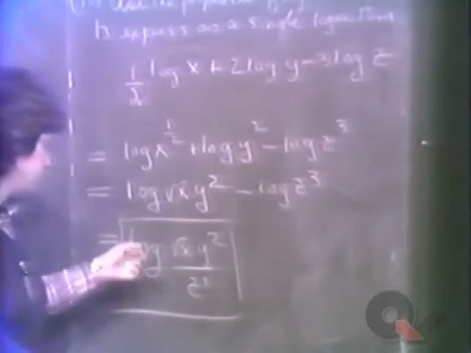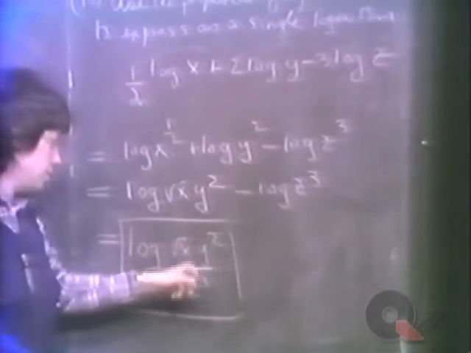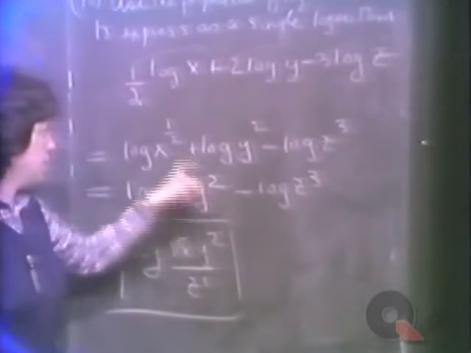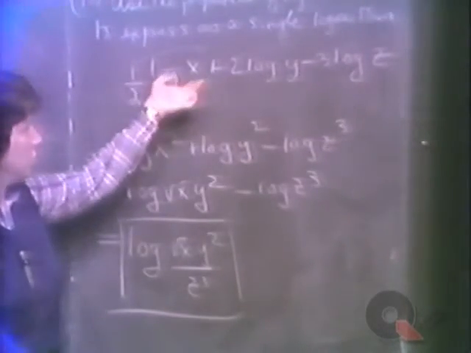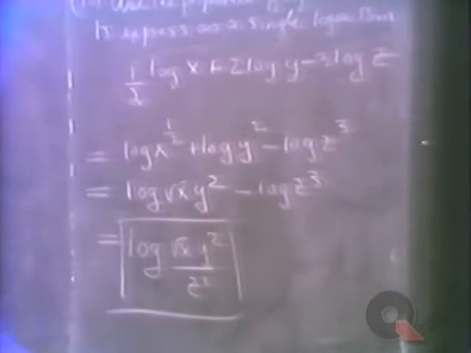This we now have the log of the top minus the log of the bottom. This breaks down into the sum of the logs of the factors. The powers go down, and we're back where we started. So we have written it as a single logarithm.